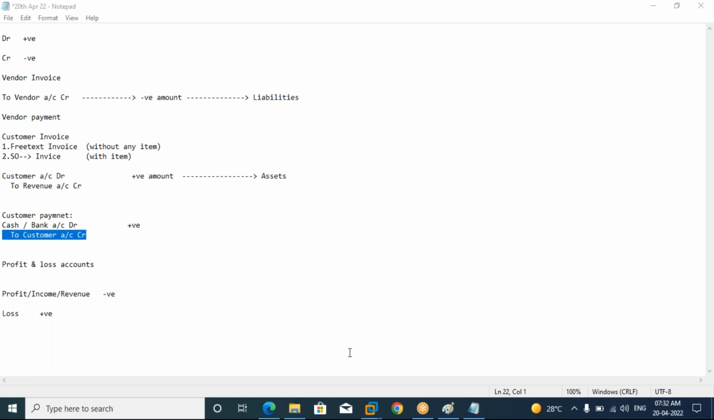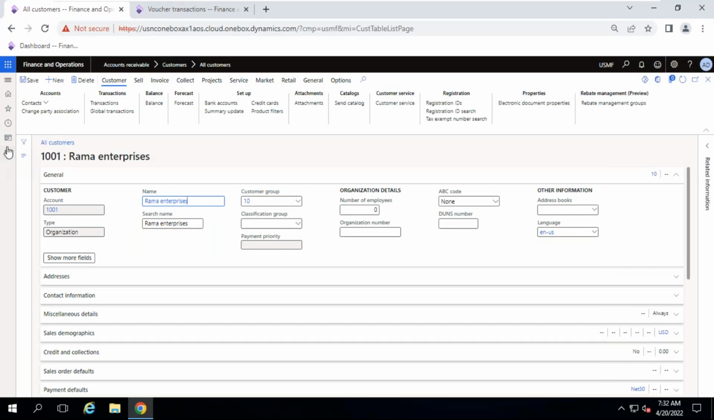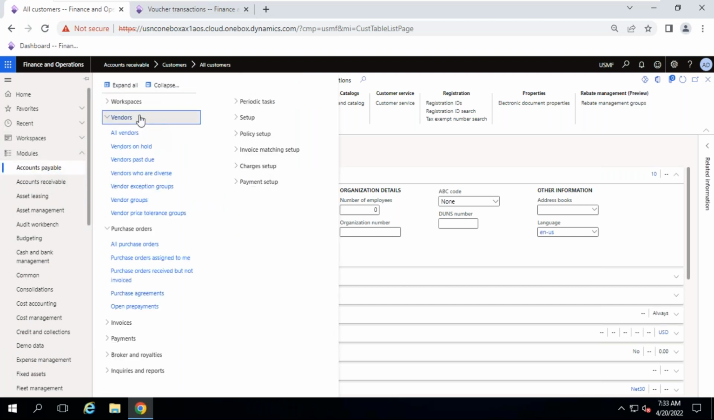Okay, so in the same manner I will show you once again with a vendor. I will create a vendor account.